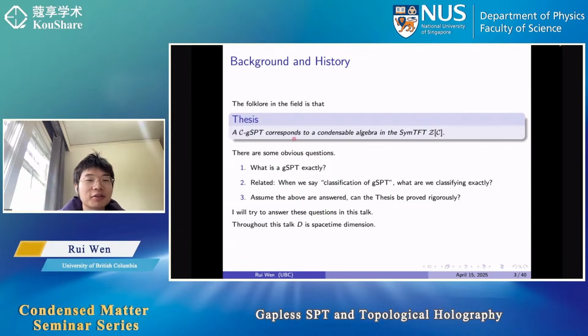Assume we can answer these two questions. That basically means that one side of this correspondence is understood, right? That we can classify them. And if we can also classify condensable algebras, then can we prove this thesis rigorously? I write this as a thesis because as of yet it is a very vague thing, not rigorous. I will try to answer these questions in this talk. And throughout this talk, D is spacetime dimension.